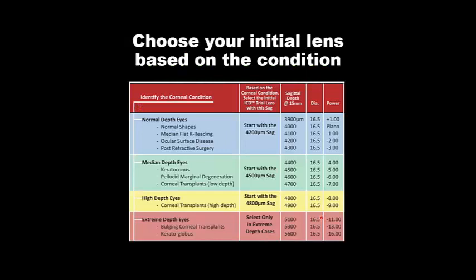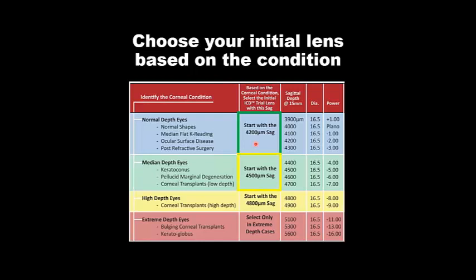So let's presume that we do not have a topographer that can measure height. How do you go about selecting the initial lens? Well, you know that a patient that has a normal cornea, maybe ocular surface disease, is going to have a fairly normal depth of eye, toward the low side. So you'll choose the 4200 lens. If it's a patient that's had post-refractive surgery and is slightly flatter than normal, you would choose a 4200 micron lens as a starting point. Or you could shave off 100 microns and pull out a 4100. But to make things simple, start with the 42 on any normal shape eye.